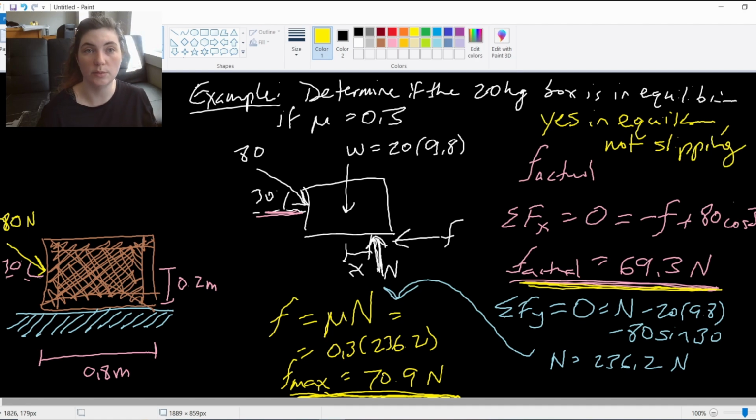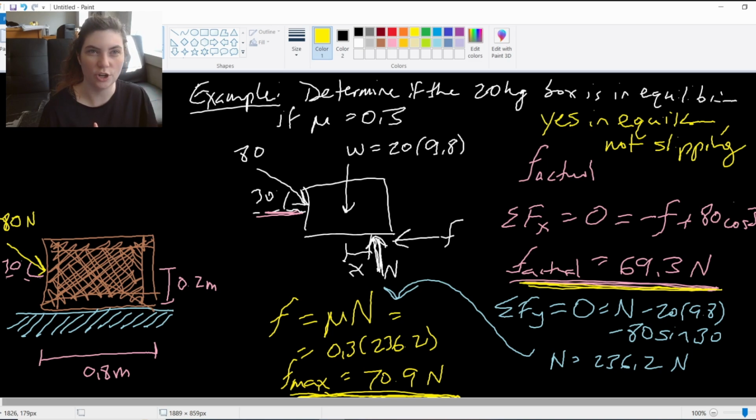Right? If it were slipping, then we would have some F actual that was greater than 70.9. Now, I will say it's very, very close to slipping. You only need 1 or 2 more newtons before that thing starts to slip on the ground. But at this very moment, in this exact situation, it's not slipping yet.